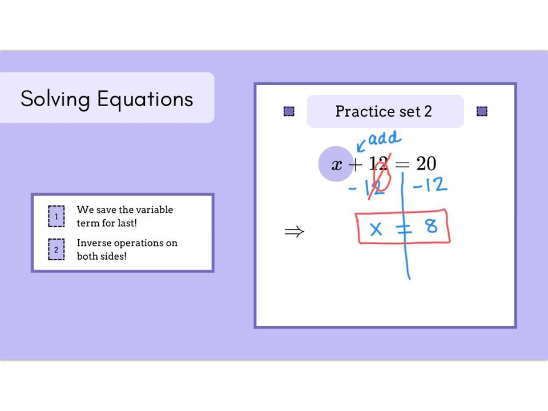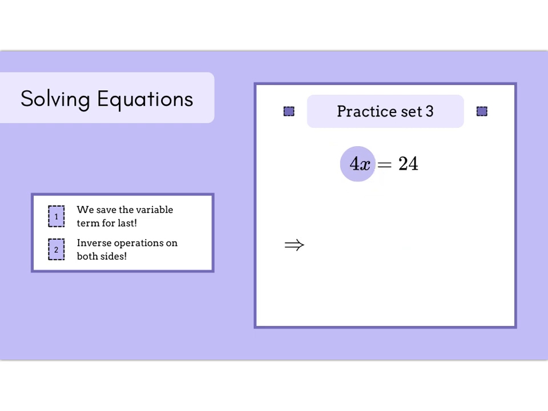And feel free to pause the video if I'm going too fast. Example number 3. Okay, so this one we have our variable term, which is 4x. Our job, again, is to get the x all by itself. The only thing keeping that x from being on one side of the equal sign by itself is that 4.